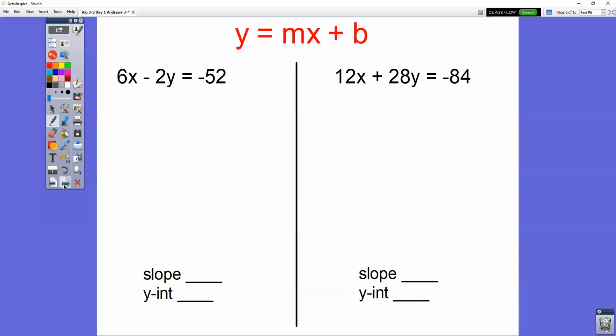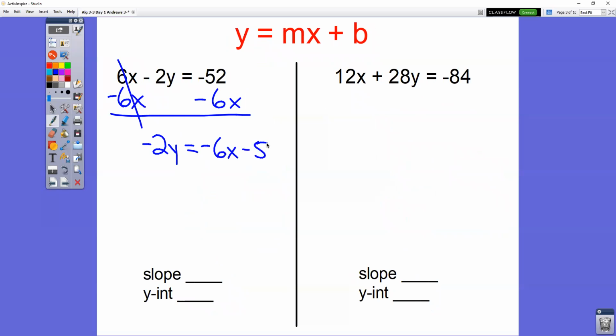Now, the questions are going to look sort of similar and sort of different all at the same time, all right? This time we have a negative number in front of that y. It's fine. We'll do it the same way. We want to try and get the negative 2y all by itself. So I want to get rid of this 6x by doing minus 6x and minus 6x. Those cancel out. Bring down my negative 2y, bring down my equal sign. Negative 52 minus 6x. I can't subtract them, but I want to switch around the order to be negative 6x minus 52.